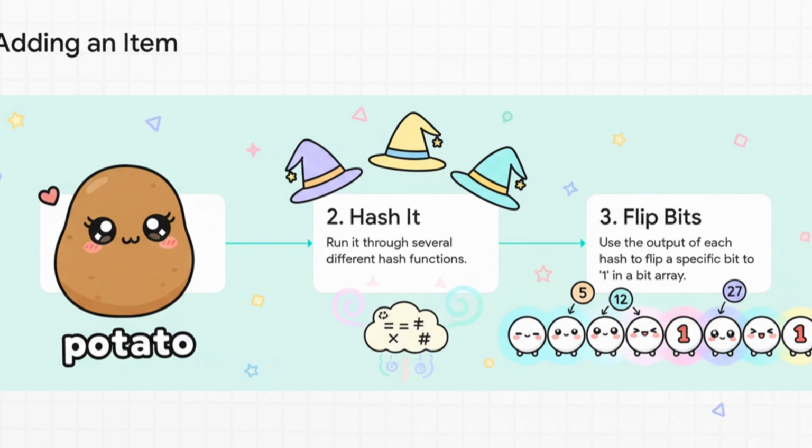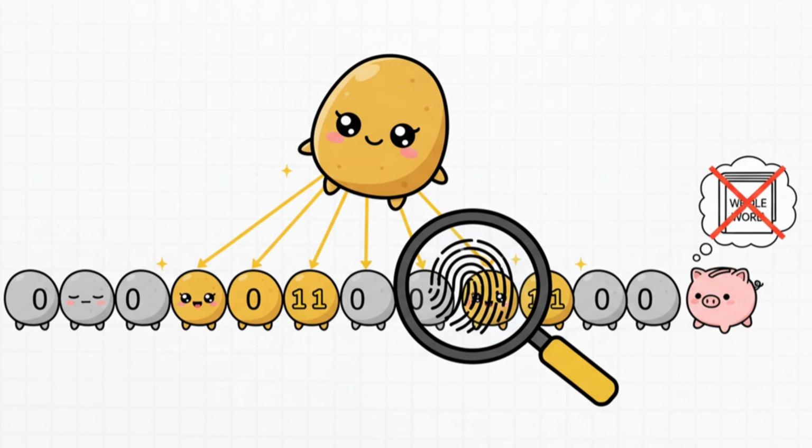Think of these like special blenders. Each one spits out a number, and we use those numbers to point to specific spots in a big long line of zeros and ones. That's our bit array. And at each of those spots, we just flip the bit from a 0 to a 1. That's it. So what you're left with is this bit array that started out as all zeros, but now it has a few ones flipped on. That pattern of ones, that's the fingerprint. That's the ghost of the word potato. We've stored the idea that potato is in our set without storing the actual word. And that is what makes this whole thing so ridiculously space efficient.